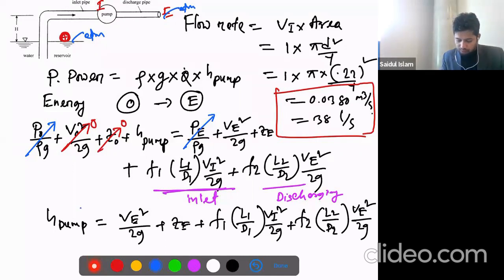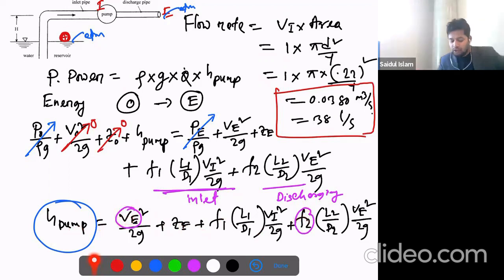Okay, so we're looking for this pump head. We know almost everything, guys, but I think we actually don't know the exit velocity. We don't know this VE, and we don't know the f2. Those are the two unknowns. If we want to calculate this pump head, the exit velocity and f2 are unknown. Okay, we'll solve gradually.